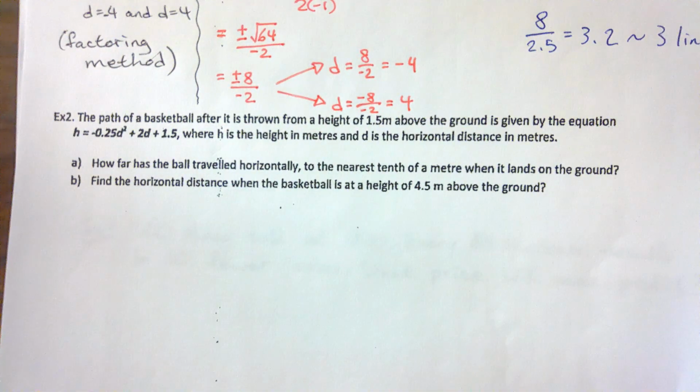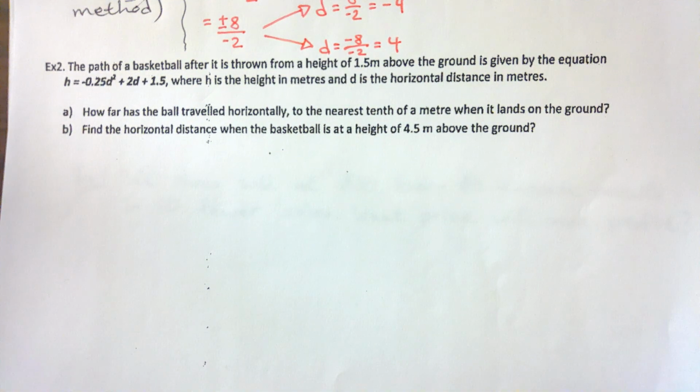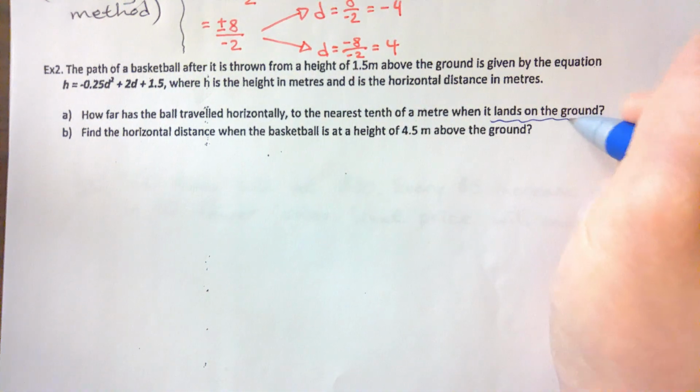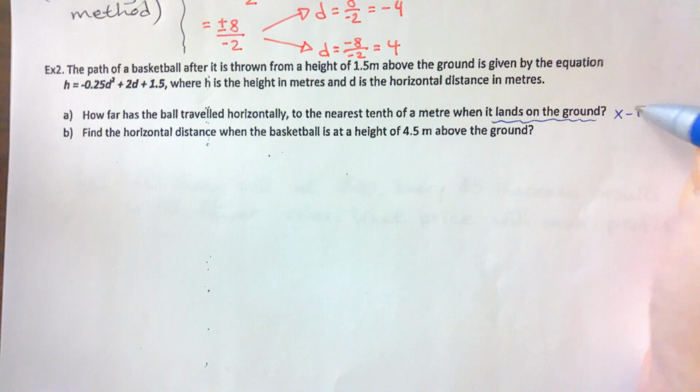Okay. Example two: the path of a basketball after it's thrown from a height of 1.5 meters is given by the equation where h is the height in meters and d is the horizontal distance in meters. How far has the ball traveled horizontally to the nearest tenth of a meter when it lands on the ground? What do you think we're solving for when it lands on the ground? Are we solving for x or solving for y? X. Good. So when it lands on the ground means I'm looking for my x-intercept.